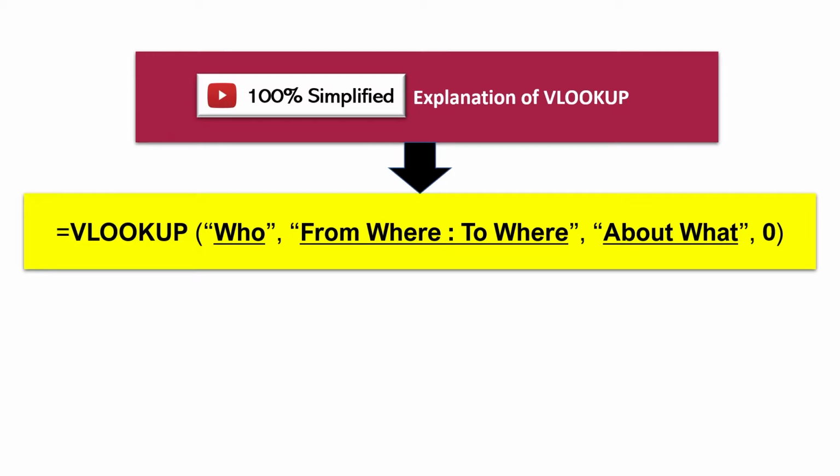So in the previous example which we were learning, who were you searching for? Student 7. From where to where were we searching? We were searching in the performance sheet, the performance table. And about what were we searching? We were searching for the percentage of student 7. And the last and fourth value to be entered is 0 for the exact match. So that is a simple definition of VLOOKUP. Just learn this by heart and remember this. You need not learn VLOOKUP again and again. It will be very easy for you to remember VLOOKUP.